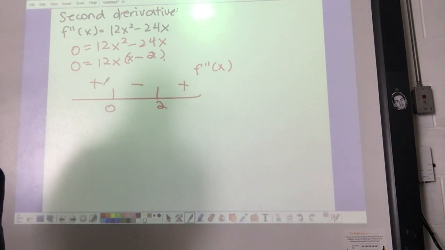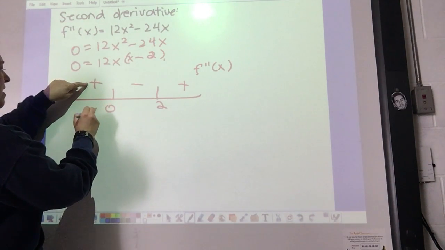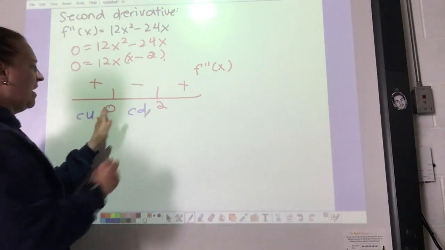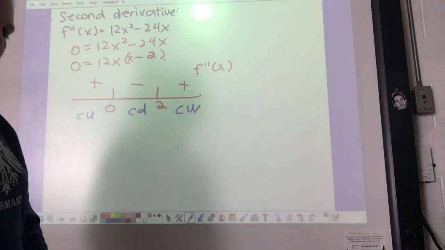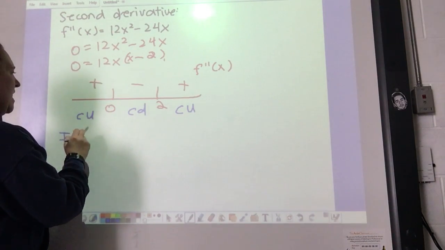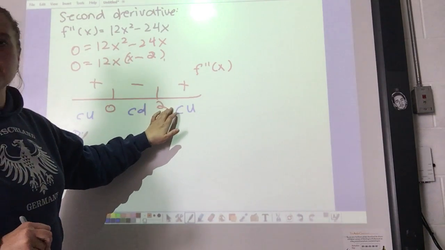Now, what information does the second derivative give us? This gives us concavity. So it'll be concave up from minus infinity to 0. It'll be concave down from 0 to 2, and then it'll be concave up from 2 to infinity. Now, inflection points. We have two possible inflection points, one at 0 and one at 2.